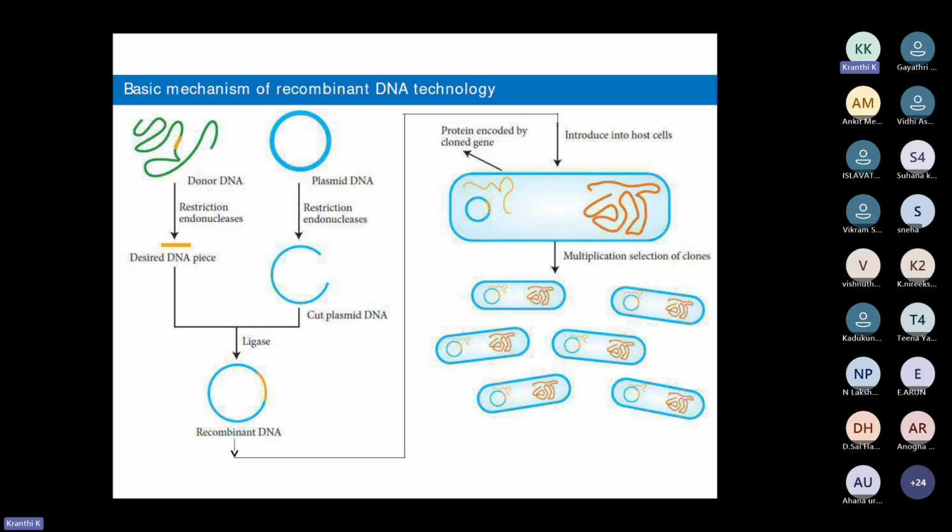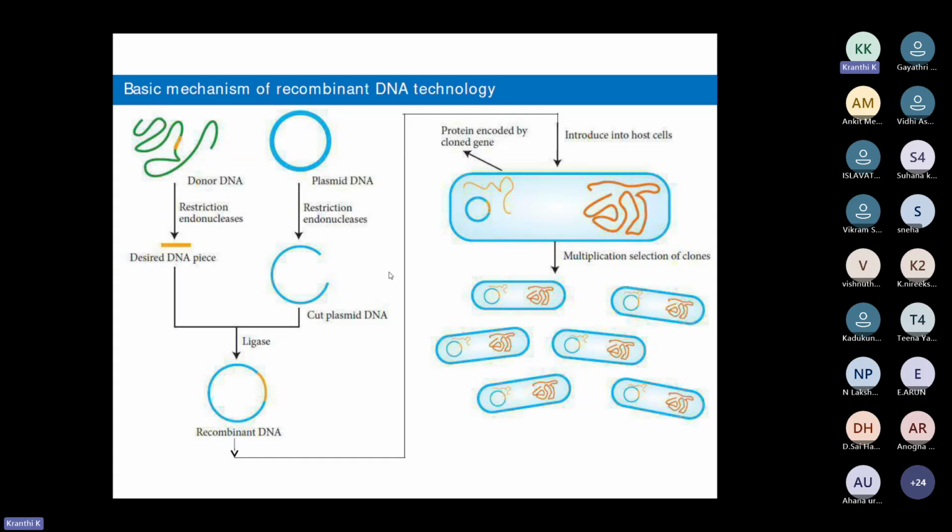So what is recombinant DNA? The desired piece of the gene, as well as a cut plasmid DNA. You keep the desired DNA piece into the plasmid, then it will become a recombinant DNA. So connect it with the ligase, or join it with the ligase. Ligase acts as a gum. Now this is a recombinant DNA. So keep this recombinant DNA in a bacteria or any cell.